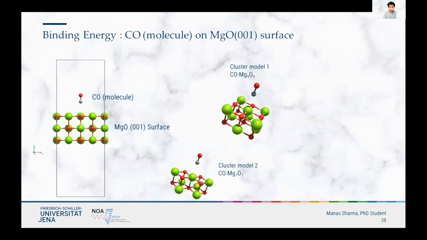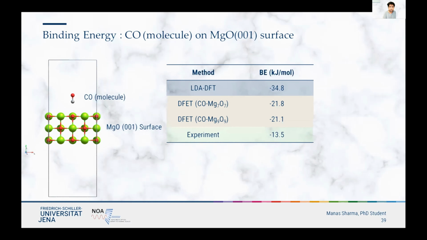And I'm still working on it, so the results are not final, but basically I have till now tried 2 cluster sizes, that is 2 sizes for the active subsystem, the region of interest. So let's say CO/Mg9O9 and then CO/Mg7O7. And these are the results that I get for both of them using method 2 for the embedding potential.